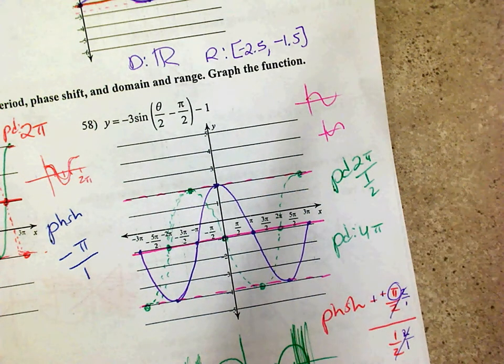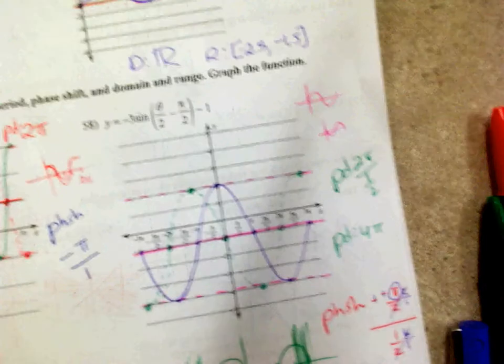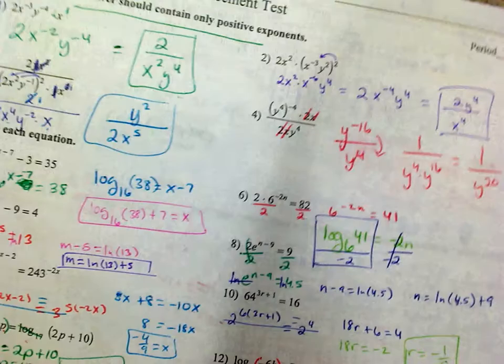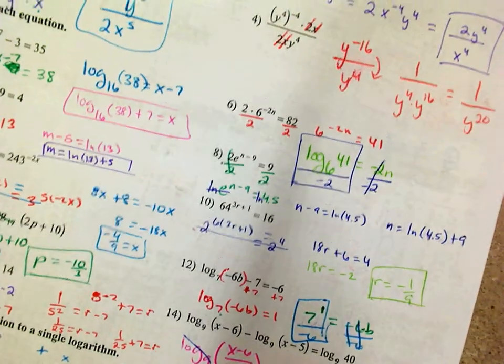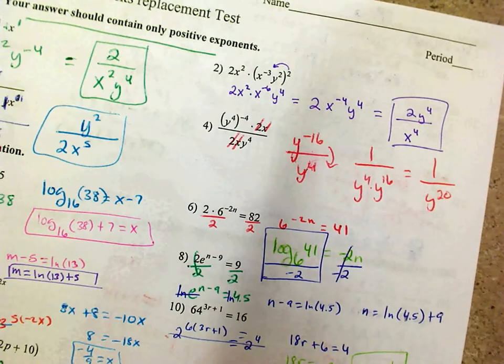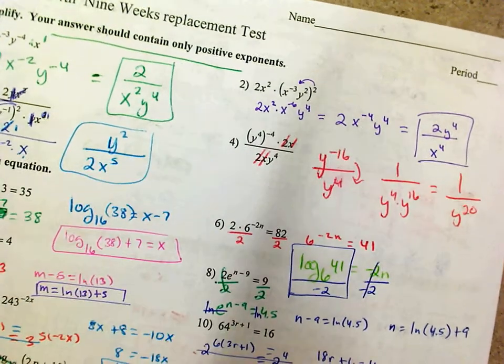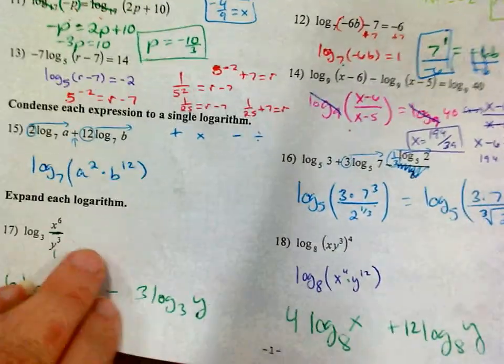The 9 weeks test is mainly going to be over your trig. I might include maybe one like that, simplifying 1 through 4. Maybe one solving a log and exponential equation, one exponential, one log equation. Maybe one condensing, one expanding. And I'll probably do something like multiplication or dividing.